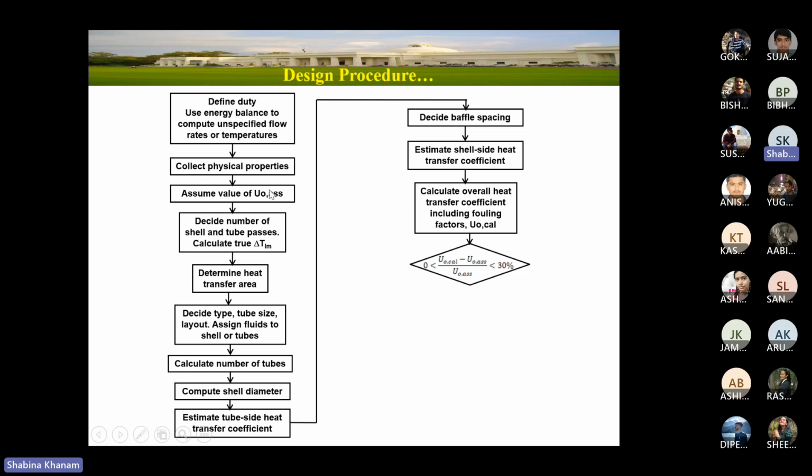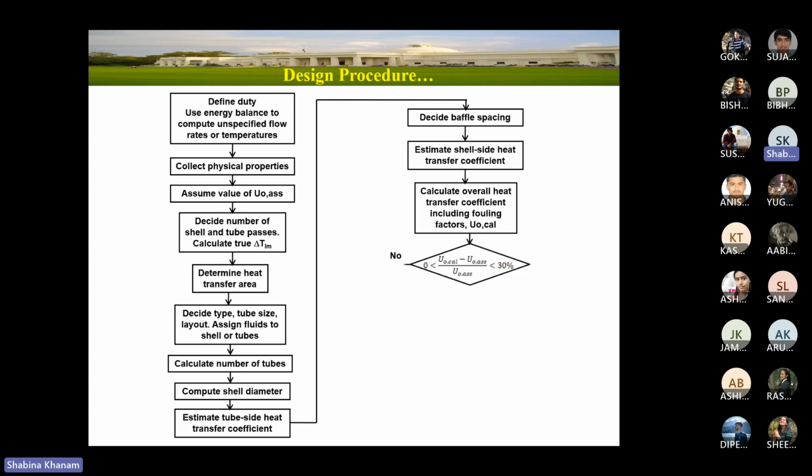You already have the assumed value, now you need to compare these two. So (U cal minus U assumed) divided by U assumed. Okay, you will not consider U cal in the denominator, because you need to compare with the assumed value, so this expression you should use, and the value of this difference should be within plus minus 30%.